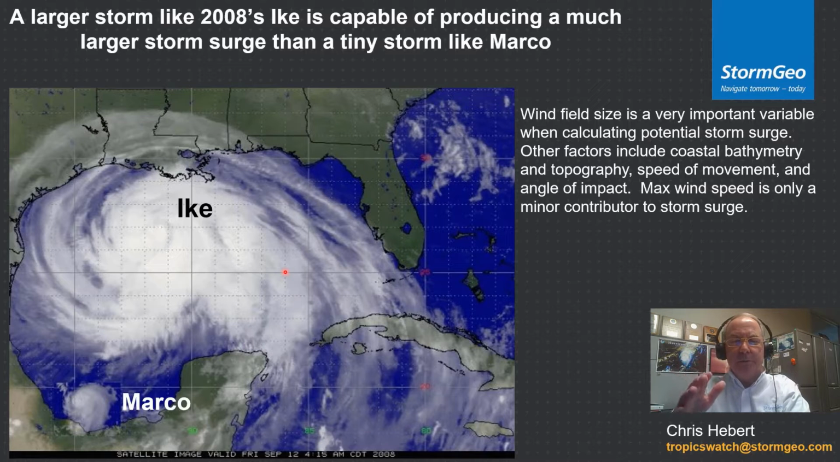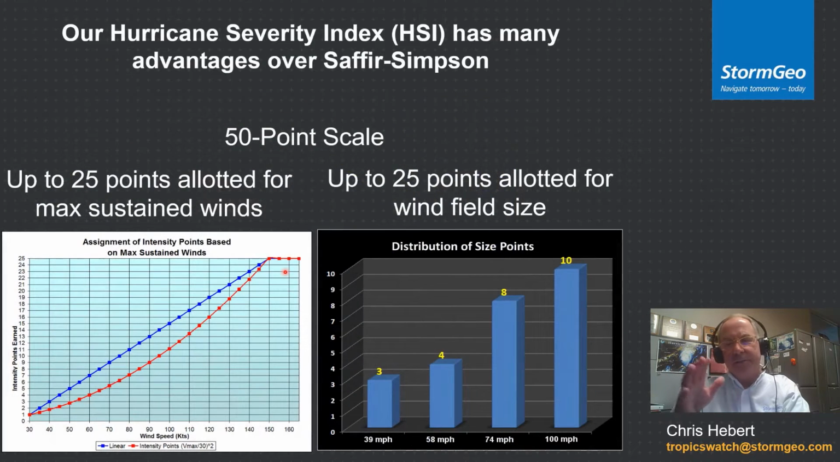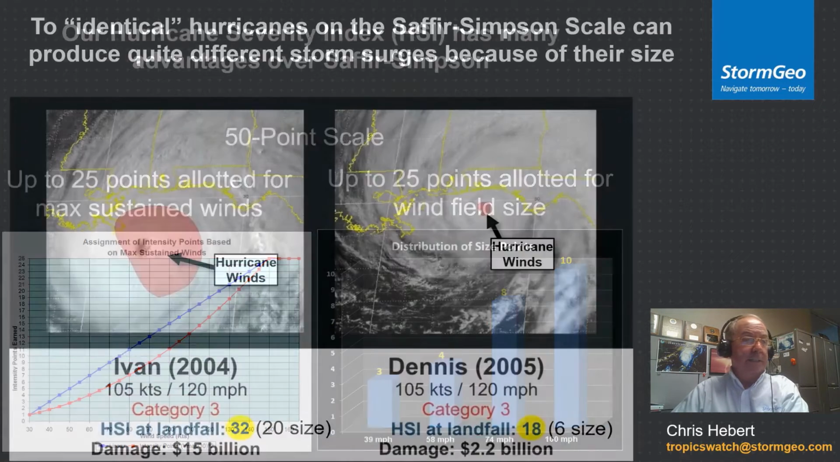We developed a tool to take the place of the Saffir-Simpson hurricane wind scale. It's called our Hurricane Severity Index. We developed this at the end of the 2005 season. It's a 50-point scale. 25 points take into consideration the projected intensity, but 25 points take into consideration the projected size of the wind field. And that size of the wind field can be used as a predictor of whether or not your location is going to be impacted by storm surge inundation.